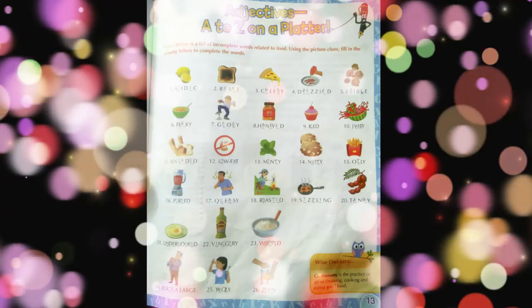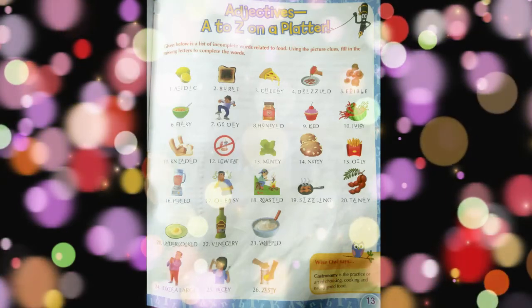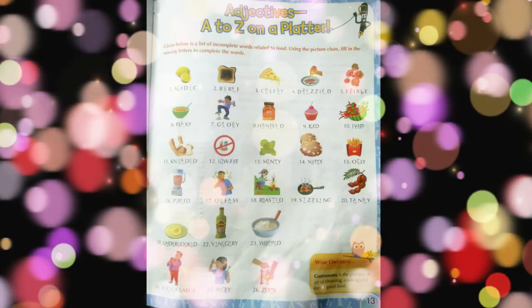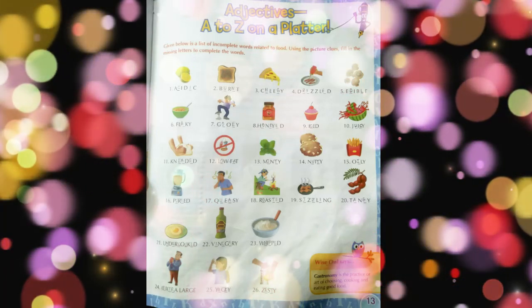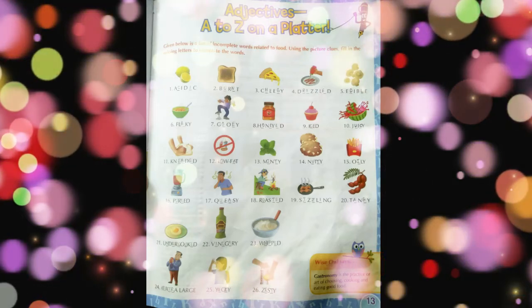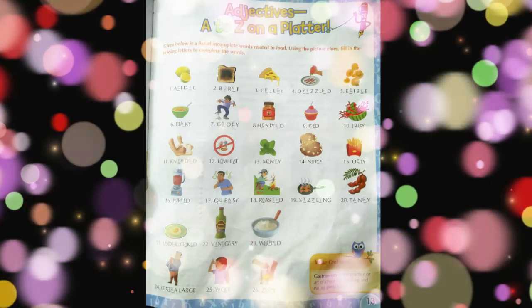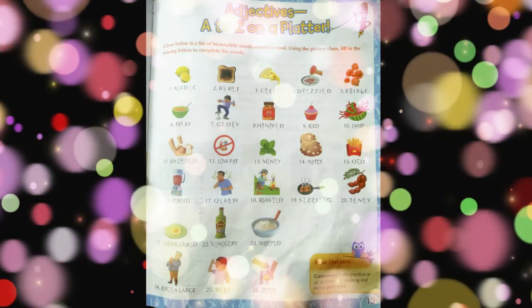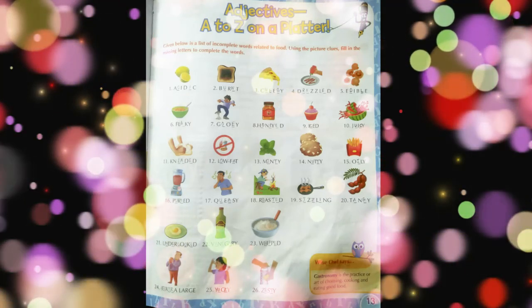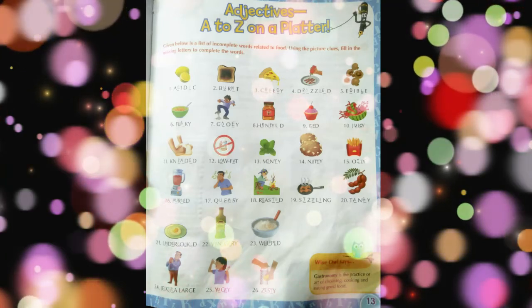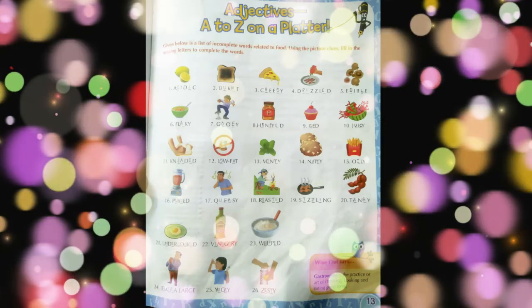Next one, G O O E Y, gooey. Next one, honey. H-O-N-E-Y-E-D, honeyed. Ninth one, I-E-D, with your right answer. Okay. Tenth, J-U-I-Y. Can you write the answer? So watermelon is given. You can write the answer.